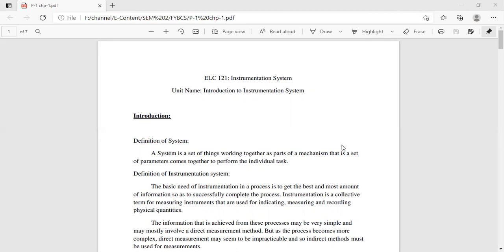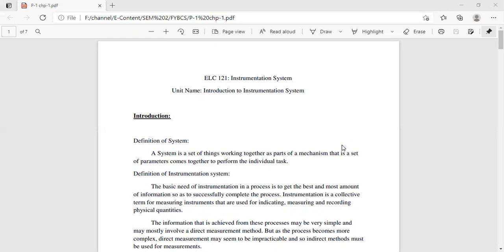First one is the definition of system. First of all, we are going to study the instrumentation system. But what is a system? A system is a set of things which are working together as a part of a mechanism. That is, a set of parameters comes together to perform an individual task. So there is a group of things which come together and combinedly form a system.